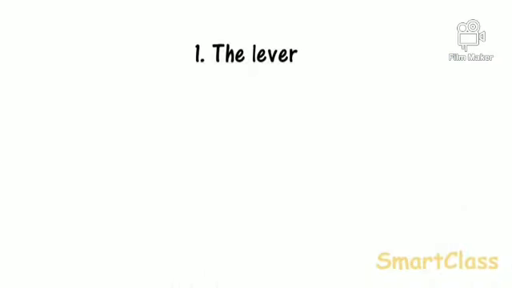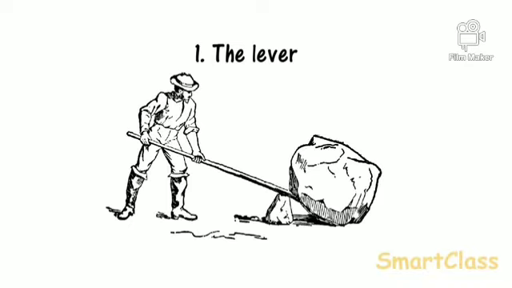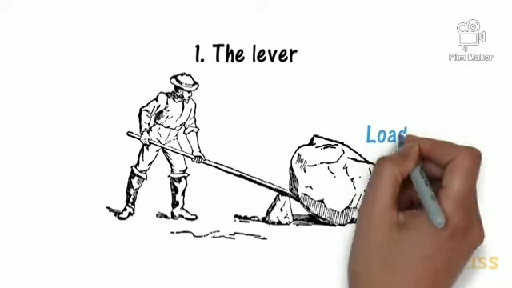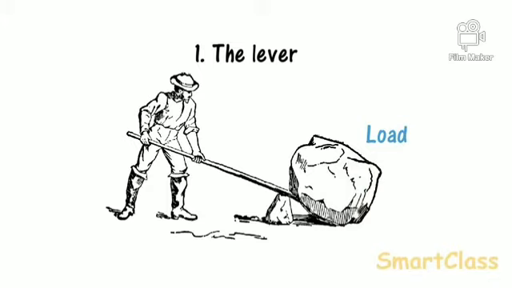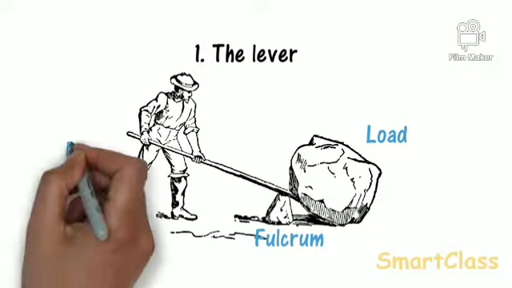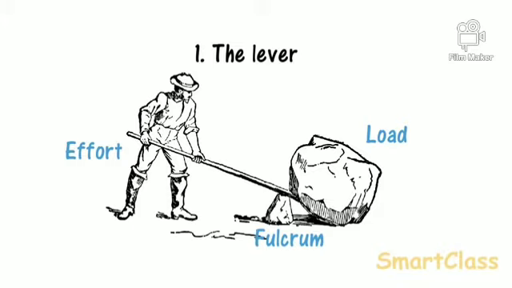The lever. Here, one end of the rod is put under the boulder, which is a load that has to be moved. The stone supports the rod. The point at which the rod touches the stone is fixed and does not move. It is called the fulcrum. The rod is free to turn around the fulcrum. The man pushes the other end down to move the boulder up. This force applied to move the load is called the effort. This arrangement of a rod free to move around a fixed fulcrum is called a lever.